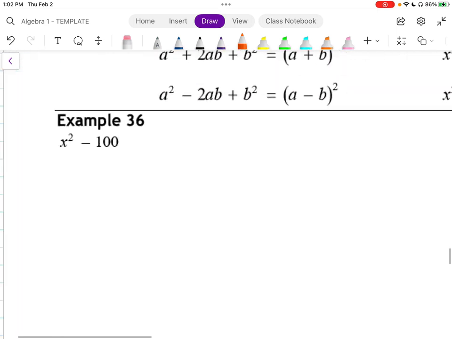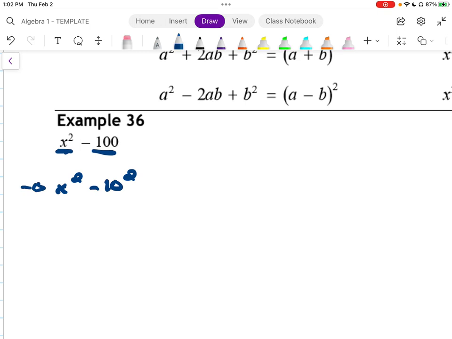Let's look at example 36. This is a binomial, right? It just has two pieces. I see that the first piece is x squared, and I'm going to rewrite the second piece as 10 squared. So I'll say x squared minus 10 squared. Now this is a difference of two squares, okay? Eventually, you can skip this step and you can just jump to the answer, but for now I think it's good if we write it out, right?